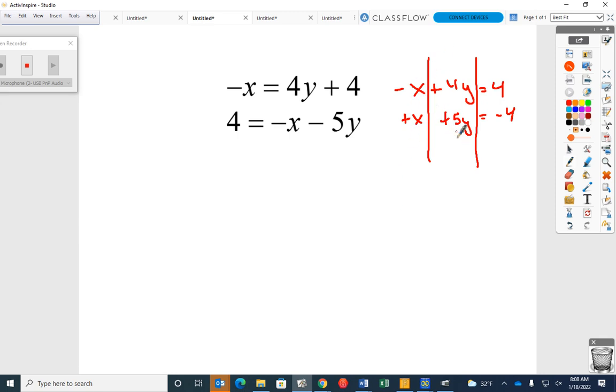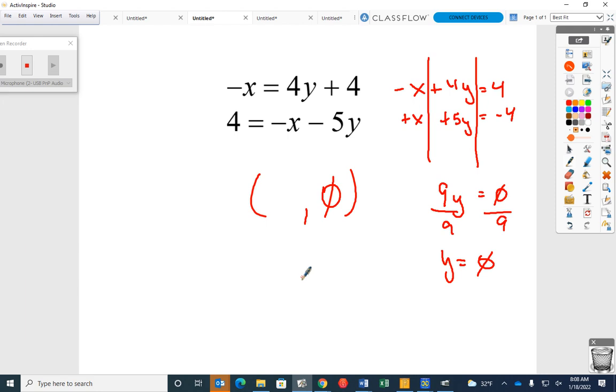Okay. 4y plus 5y gives me what? 9y. And what's 4 minus 4? 0. Divide each side by 9. What does y equal? 0. Oh, that's easy. Okay. Can I plug it in to find my x? Yeah. Let's do this one.